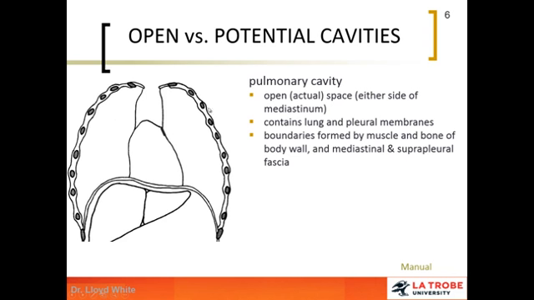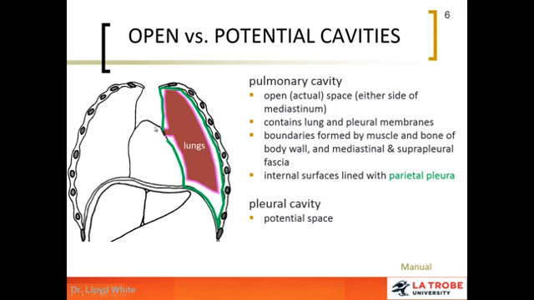So the boundaries of the pulmonary cavity are formed by the muscles and the bones of the body wall, the membranes of the mediastinum, and the suprapleural fascia. The parietal pleura will line the internal aspect of the boundaries of the pleural cavity. But then the lungs will grow into this pulmonary cavity and end up being lined by the same serous membrane. So this serous membrane is continuous with the serous membrane lining the body wall.